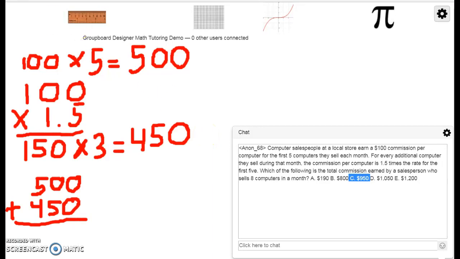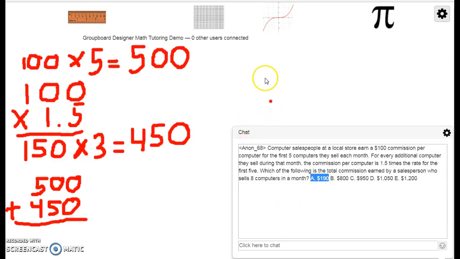Some of the mistakes that I've seen are taking this $100 and saying that that was the total price for the first 5. Instead of counting it as 500, people counted it as 100, and then they counted this as just 150. So they ended up getting $250, which isn't one of the answers. So several people said, well, 190 is close to 250, so I'll take that answer. You have to be careful, because with these problems, they're not going to give you an answer that's close to the correct answer unless they're talking about averaging something or estimating something.